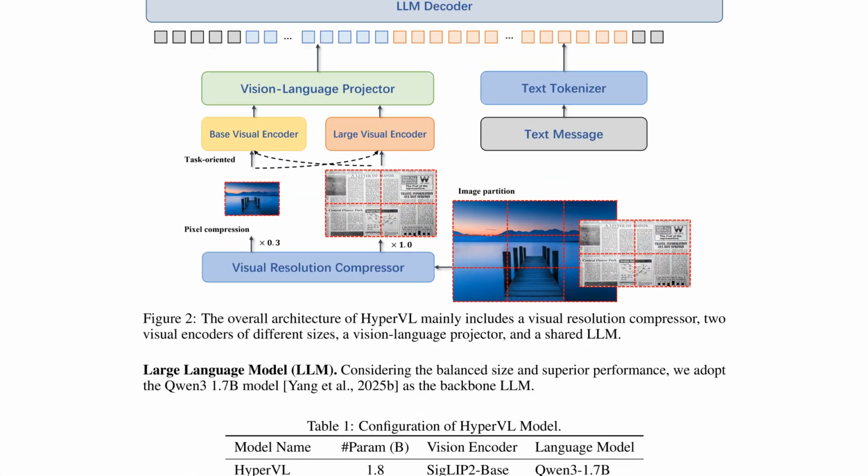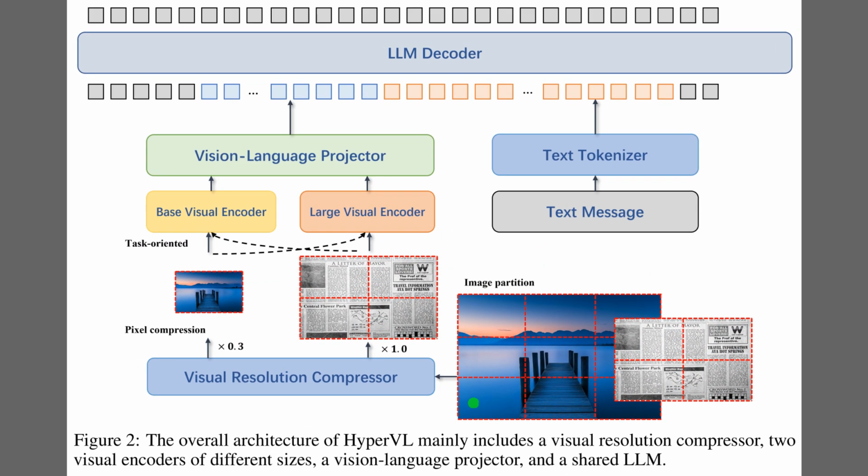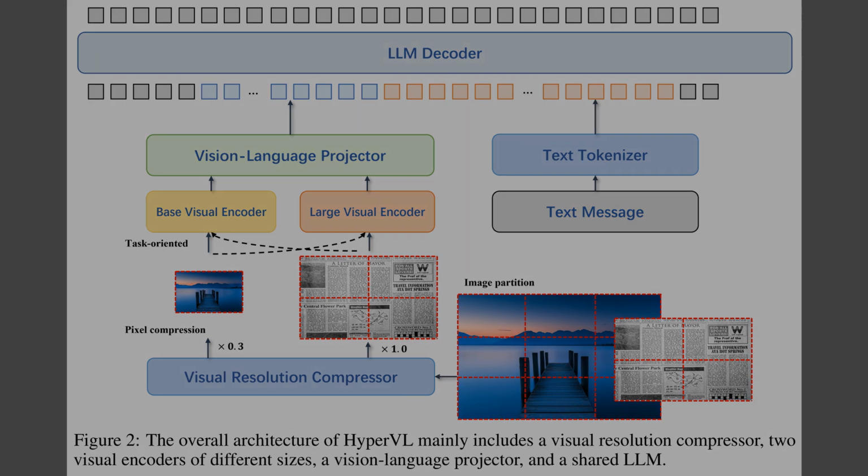Figure 2 explains why HyperVL can run efficiently on a phone, because it makes the expensive vision work flexible. The full diagram shows a visual resolution compressor, which is a small module that decides how much to shrink an image so the model does not waste compute on unnecessary detail. The flow then branches into a base visual encoder or a large visual encoder, and both feed a shared vision language projector into the large language model decoder. The image partition panel shows tiling, which caps peak memory by processing big images in chunks.